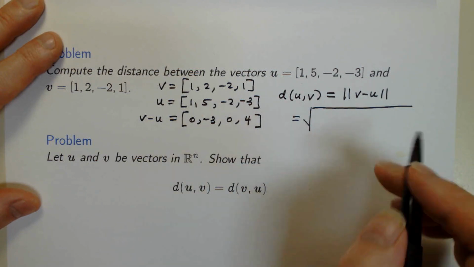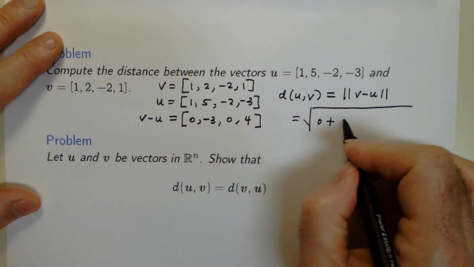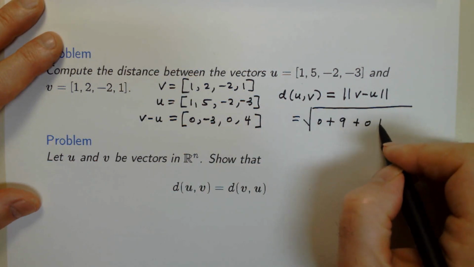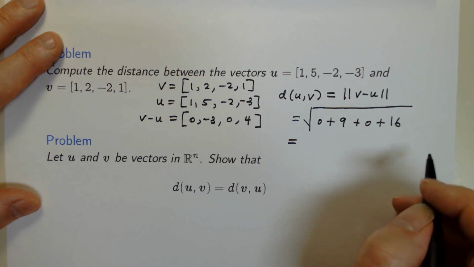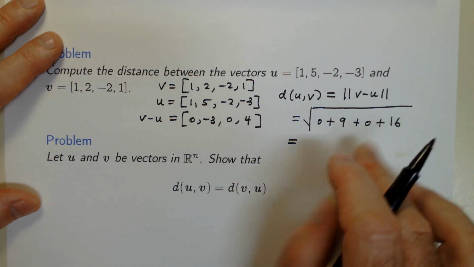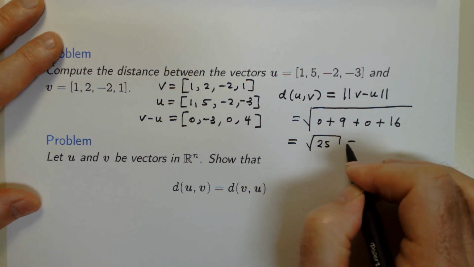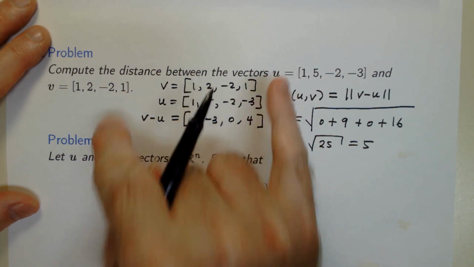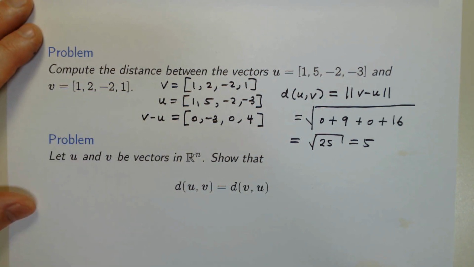So 0 squared is 0. Negative 3 squared is 9. 0 squared is 0. And 4 squared is 16. And I've cooked this one up to work out nicely. 9 and 16 are 25. And so that means that the distance between these vectors is 5. There's 5 units of distance between them. And that is the conclusion to this first problem.